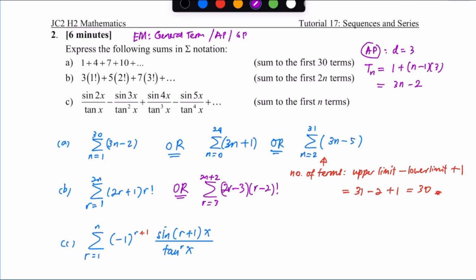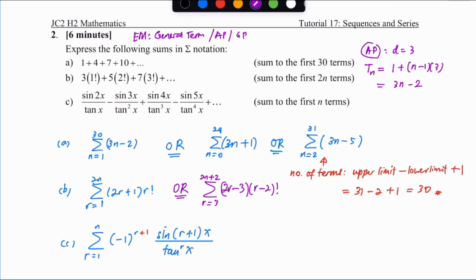Last but not least, we have sine 2, sine 3, sine 4, sine 5. So this is obviously r plus 1. Then tangent, tangent square, tangent cube, so this one is power r. For the first n terms, it is from 1 to n.